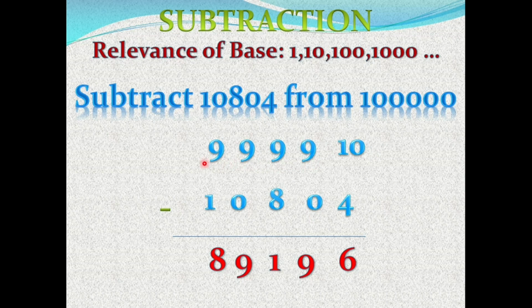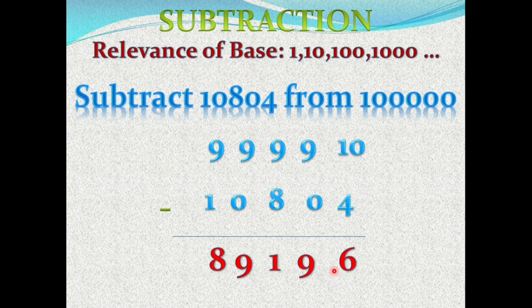I have to subtract all from 9 except the last one, because the last one should be subtracted from 10. And I have written 10804. 9 minus 1 is 8. 9 minus 0 is 9. 9 minus 8 is 1. 9 minus 0 is 9. And 10 minus 4 is 6. This is the answer. You can check these, guys.